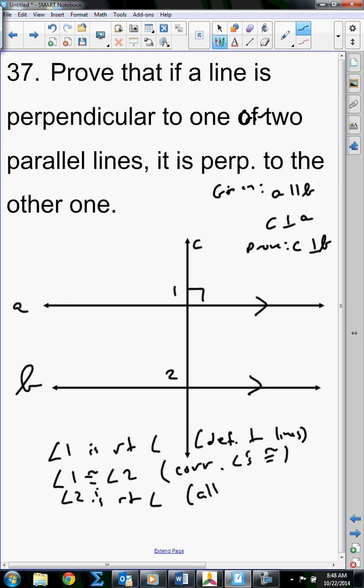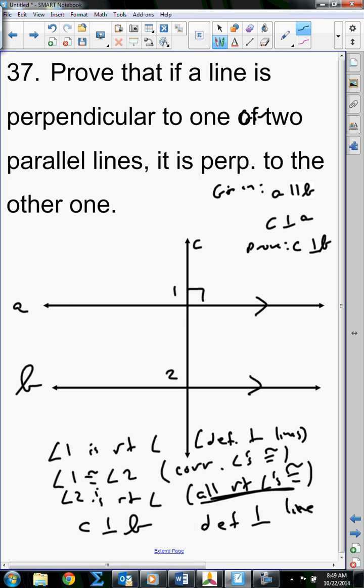And that's because all right angles are congruent. That's a nifty theorem that we probably wrote down sometime, but it comes in handy sometimes, saves you a step here and there. So that means that C is perpendicular to B, because that's what perpendicular lines do. They form a right angle.